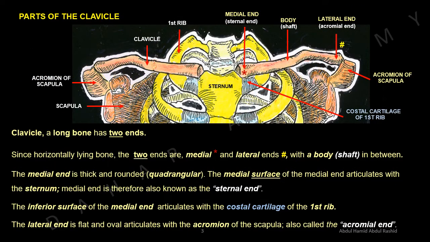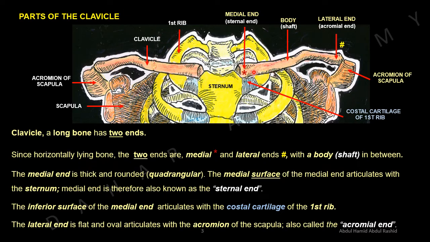Parts of the clavicle. Look at the diagram first. This is the upper part of the thoracic cage. This is sternum in front. This is the first rib. The first rib is connected to the sternum through the cartilage. Ribs are called costa. One rib, costa, more than one costae. This part is called costal cartilage of the first rib.